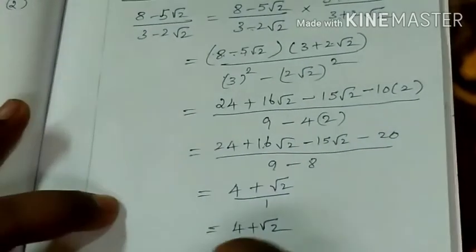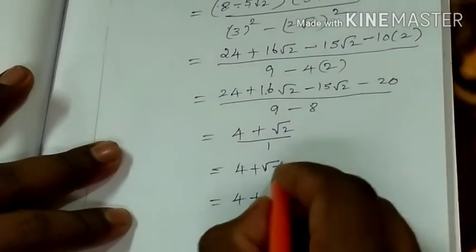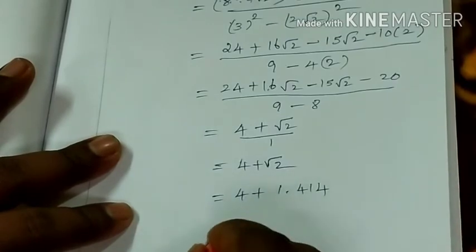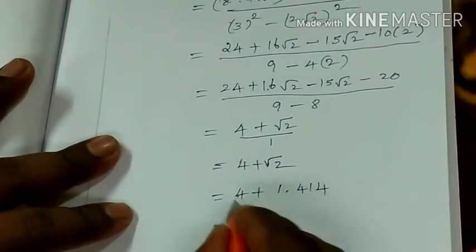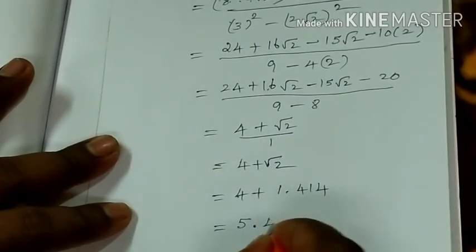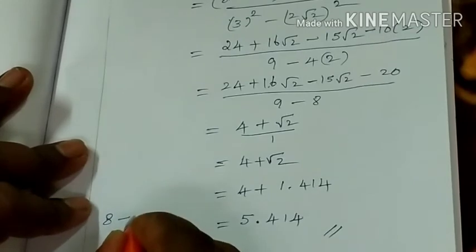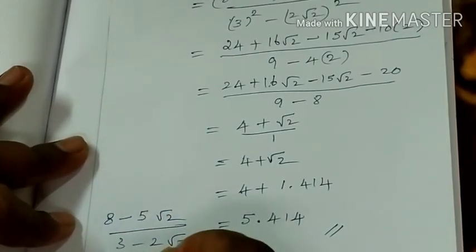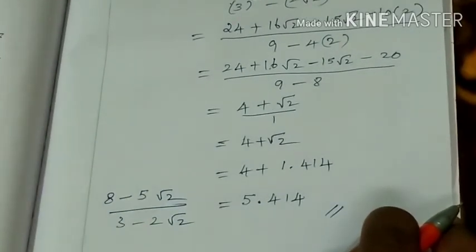This is your answer. So 4 plus the root 2 value is already given, your sum. This is for 1.414. So sum of the two values, the integral part is 1. This here 4. So 4 plus 1 is 5.414. This is the answer of 8 minus 5 root 2 divided by 3 minus 2 root 2. Have you understood the answer? Okay.